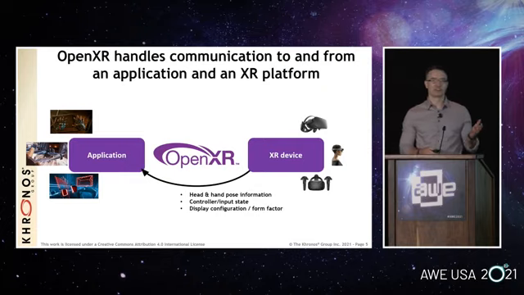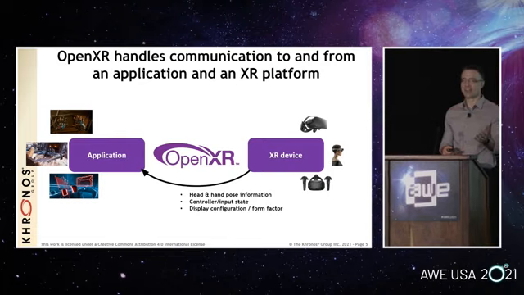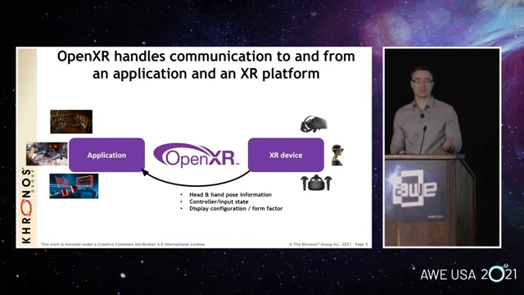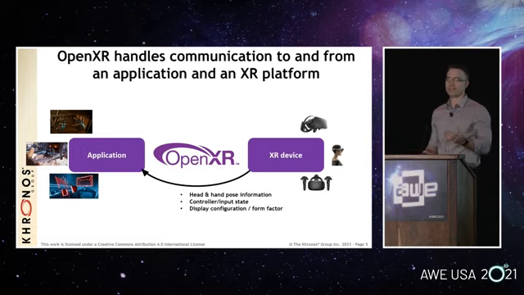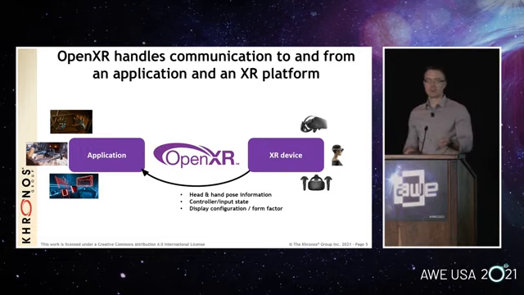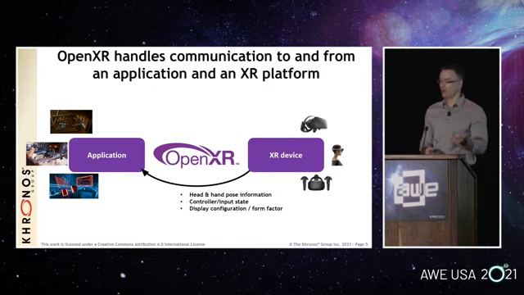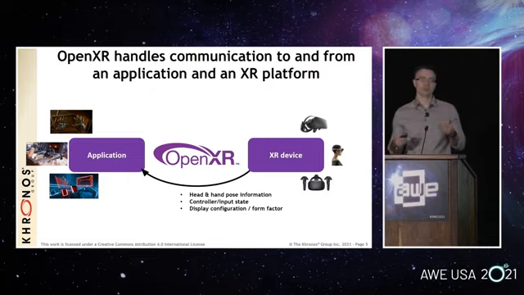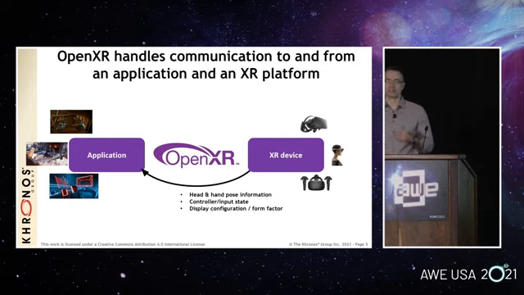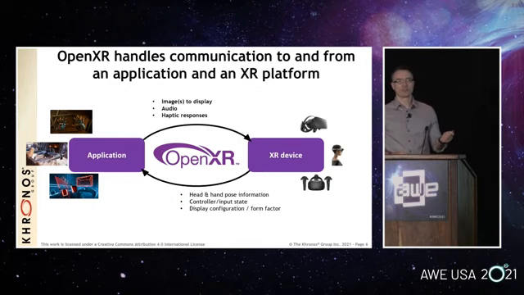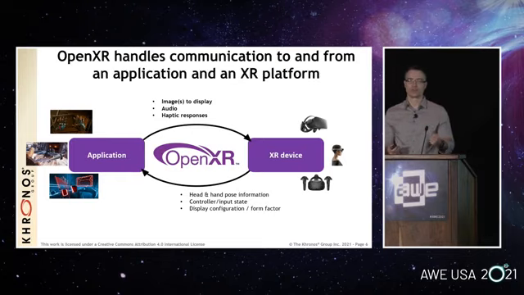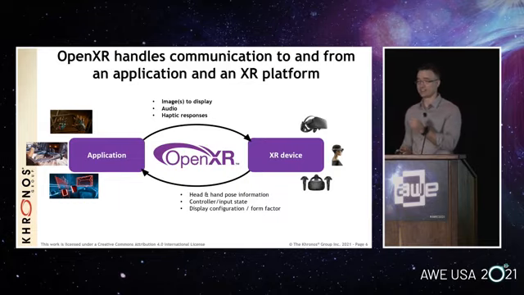So an XR device such as the Valve Index or the Oculus Quest or the Microsoft HoloLens 2 would provide the application information such as the head or hand poses, information about the controller states, whether you're pressing a button or not, and also any display configuration or form factor information, such as if you have a single screen or multiple screens to display to. An application provides the XR device the images that need to be displayed, any audio information that needs to be heard through the headset, and also any haptic responses that have to be felt through any types of controllers or vibrational responses in the controllers.